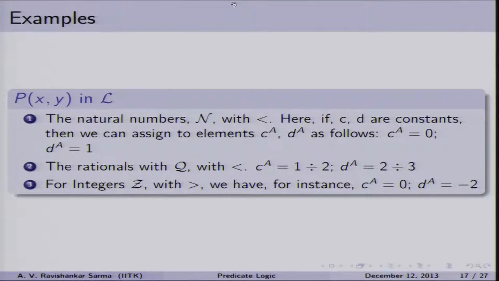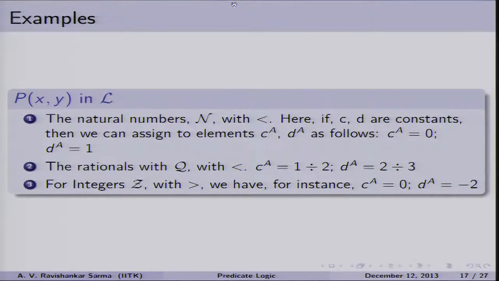So now just let us consider one particular kind of example, and then we will close this lecture. Then we will talk about some more examples a little bit later. So now let us consider a predicate P(x,y) in a language L. Now take the domain to be natural numbers N, and we have a predicate symbol that is less than. Here c and d are considered to be constants, for example. Then we can assign to elements c^A, d^A as follows. c^A is considered to be 0 and d^A is considered to be 1.